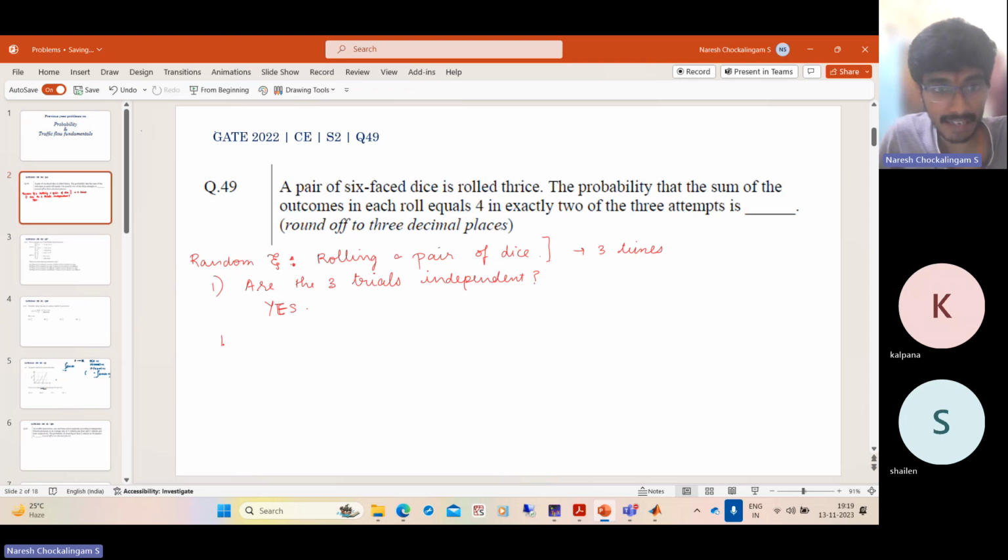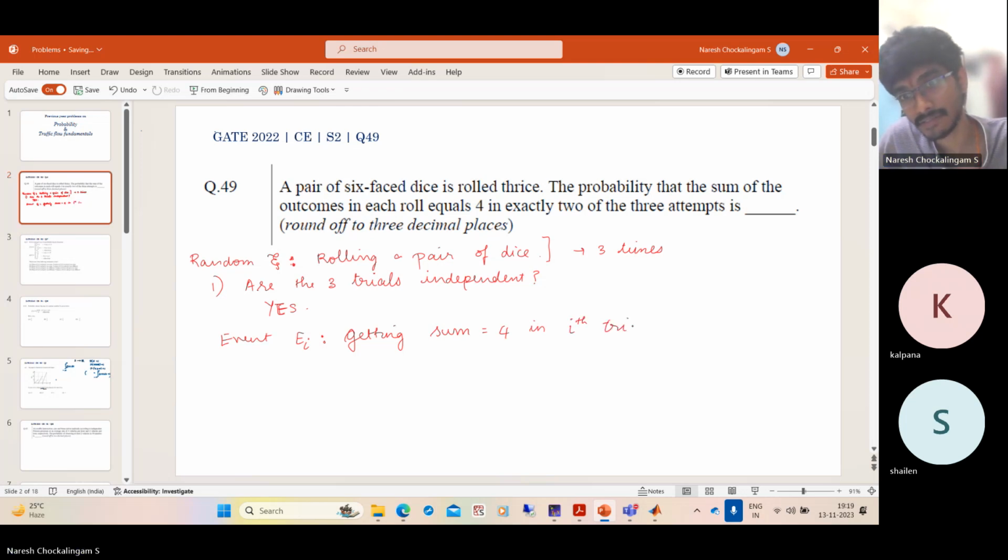So let us define an event E_i as getting a sum equal to 4 in the ith trial. This is a systematic way of solving probability questions. Define a random experiment. How many trials? We have 3 trials. Are the 3 trials independent? Yes, because whatever I get in the first trial, 2 or 3, it doesn't affect the outcomes of the next trials. Now let us define the event E_i as getting a sum equal to 4 in the ith trial.